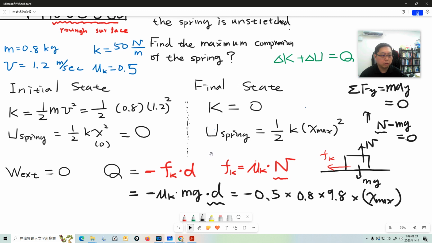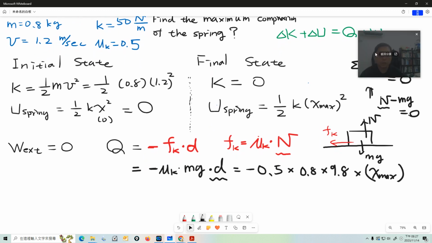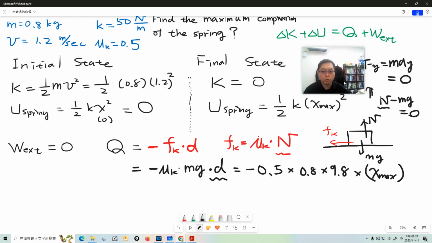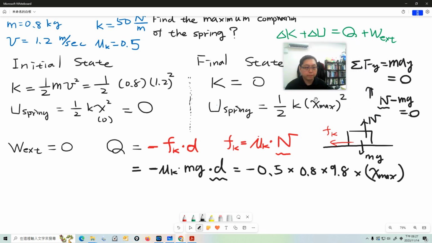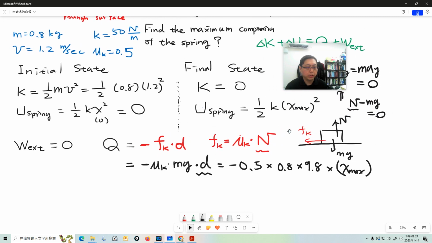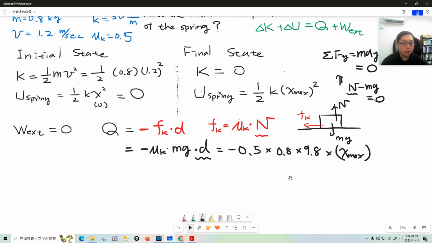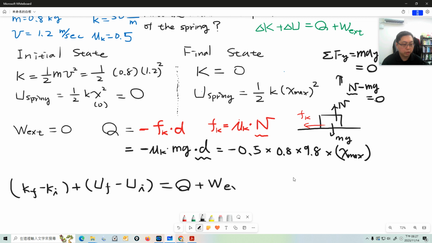Next thing is to plug everything into the energy conservation equation: delta K plus delta U equals Q plus W. I think I will zoom in a little bit. Okay, let's write it down. Delta K plus delta U means final state kinetic energy minus initial state kinetic energy, plus final state potential energy minus initial state potential energy, equals Q plus W_ext.